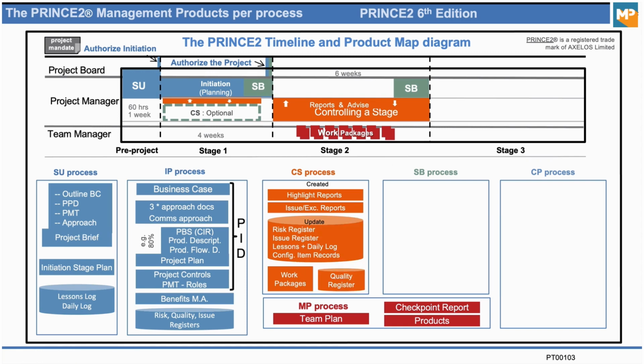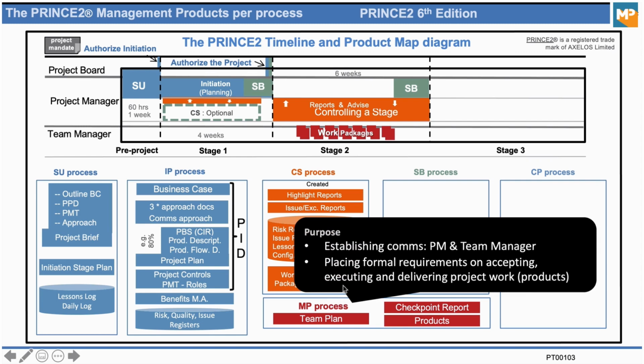Before I go into the stage boundary process, let me just tell you the purpose of this product delivery process here. So this is where the teams work, the people who actually do the work and deliver the products. This is where they work down here. So the purpose is to establish communications between the project manager and the team manager, because the project manager is handing work down, the team is accepting the work, executing the work, and delivering the work back up. That's what keeps happening between this here.